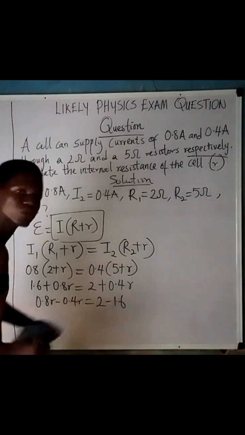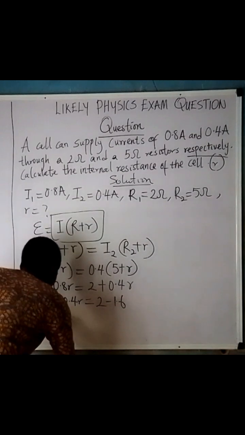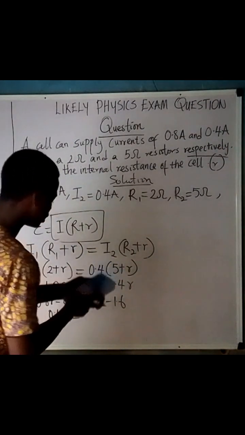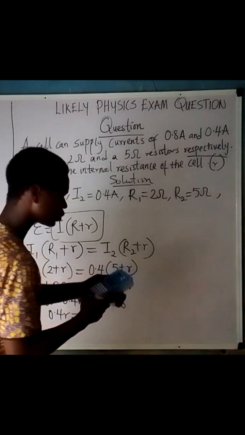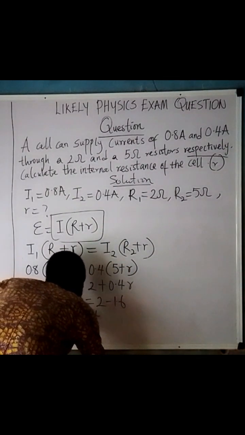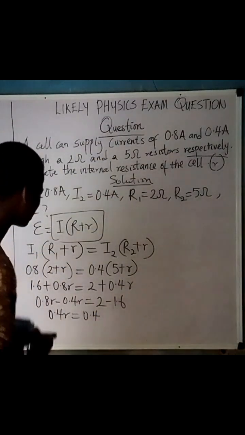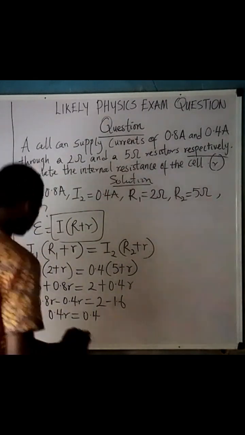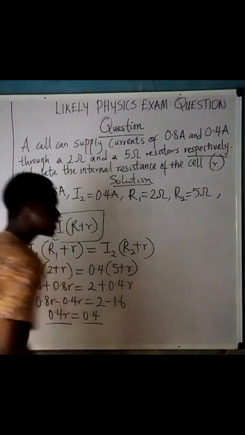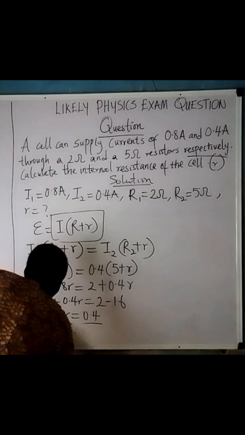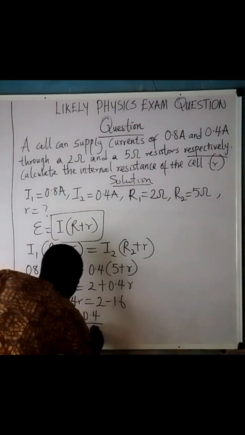If you do this subtraction, you will have what they call 0.4r. Let's do that subtraction together: 2 minus 1.6 gives us 0.4. Okay? And mind you, we are looking for what? r, not 0.4r. So what do we do from here? We are going to be dividing both sides by what is attached to the r itself. And what is that? 0.4. So we say over 0.4, over 0.4.